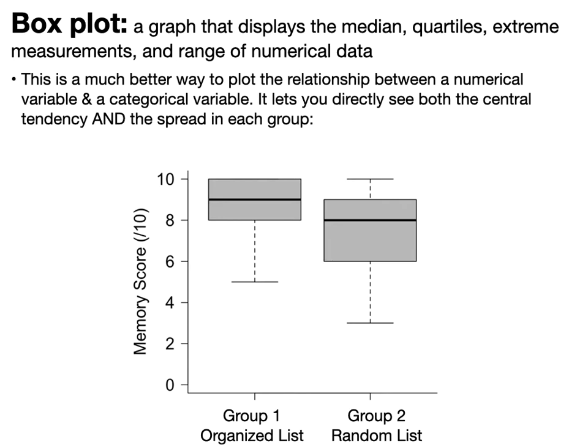Okay, so right away we can see that there's a lot of overlap between these two groups. There's a lot of spread in students' memory scores in this test, but it does look like on average, the students that saw the organized list tended to score a little bit better. So overall, this is a much better visualization because we get more information about the data that went in.